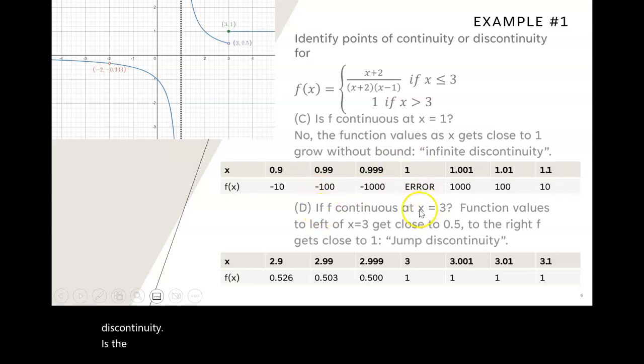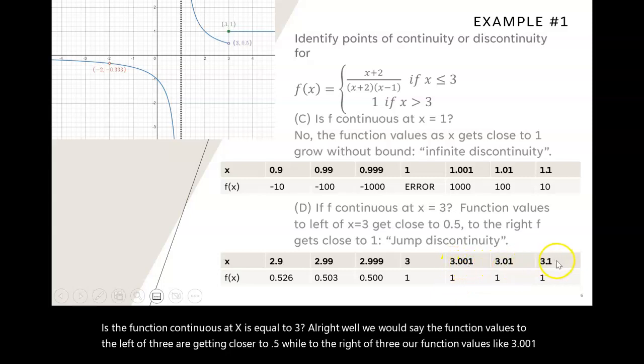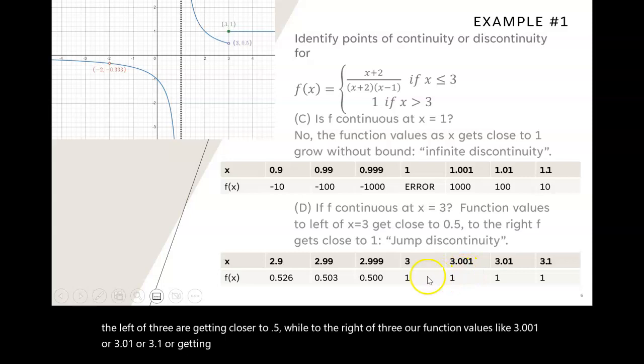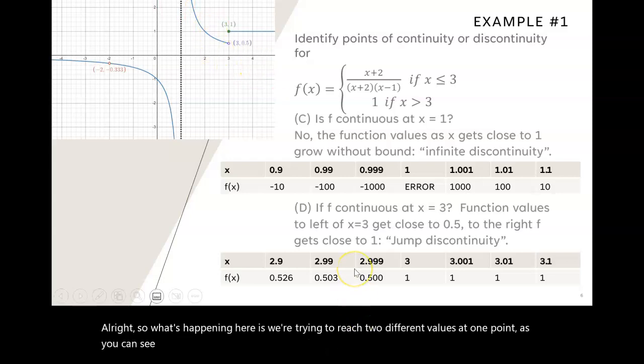Is the function continuous at x equals 3? Well, we would say the function values to the left of 3 are getting closer to 0.5, while to the right of 3, our function values like 3.001 or 3.01 or 3.1 are getting closer to 1. So what's happening here is we're trying to reach two different values at one point, as you can see with the graph. So we say this is a jump discontinuity.